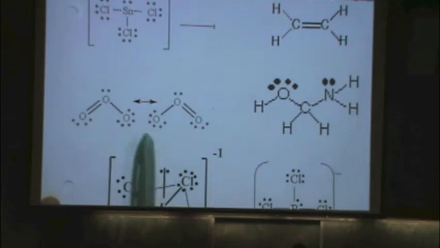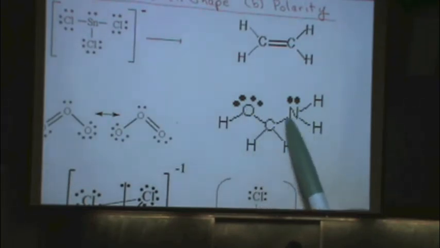Okay, how about this one? Either one, doesn't matter which one you look at. Polar or non-polar? This is polar, it's bent, so it's asymmetric. Okay, doesn't matter that they're all oxygens. Turns out that the lone pair on the center oxygen causes the uneven distribution.